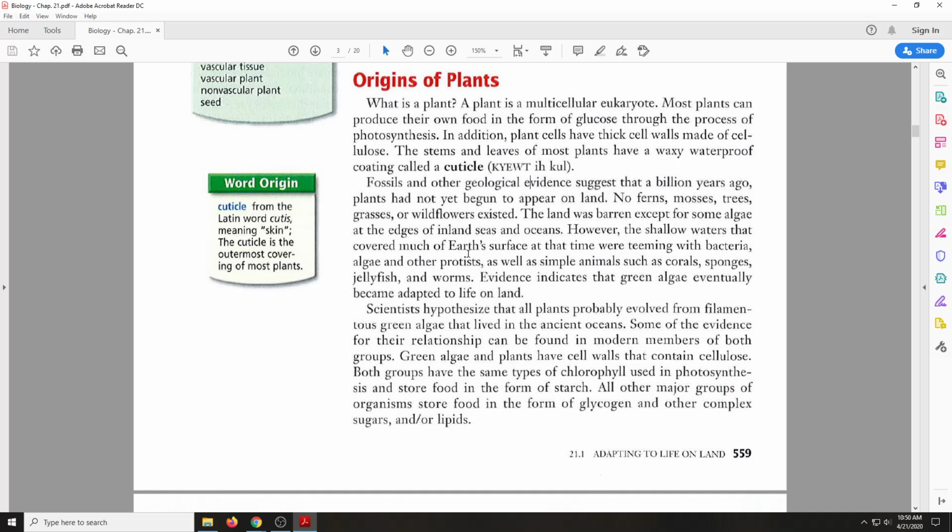The reason scientists think that is because both algae and plants have the same type of chlorophyll used in photosynthesis. They both have cell walls that contain cellulose. And they also store food in the form of starch, which algae and plants are the only things that do. All the other groups of organisms store energy in the form of glycogen, sugars, and lipids, different kinds of sugars than starch, and lipids. So that's why they think algae probably were first, and then plants came after that, because they share a lot of similar characteristics that no other classes of organisms share.